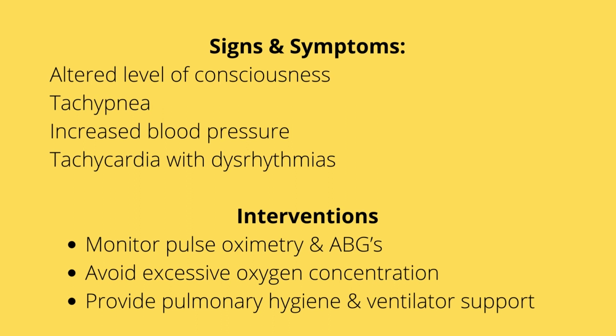So what are our interventions? What should we do when a patient is going through carbon dioxide toxicity? Well, monitor our pulse oximetry and, more importantly, our ABGs, right? We avoid excessive O2 concentration. We'll check the patient on the ventilator, if they are on one, to make sure we are not hyperventilating them. We need to watch that. We provide pulmonary hygiene and oral hygiene. We'll provide ventilator support with CPAP, BiPAP, or mechanical ventilators.